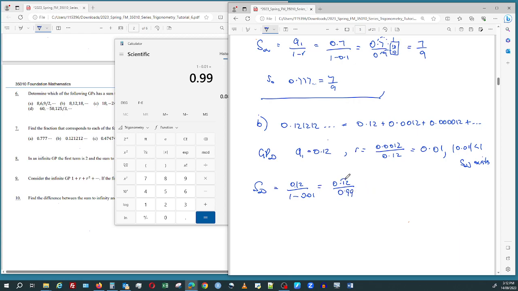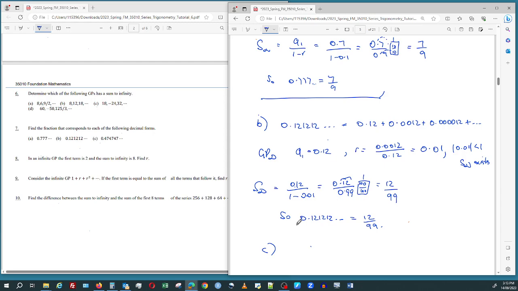And so we can move the decimal place twice by multiplying by 100 over 100, which is 1. So we don't change the proportion. And so we get a fraction of 12 over 99. So our 0.121212 is equal to 12 over 99. So it's just a great way to decide them, isn't it? Great way to work them through.